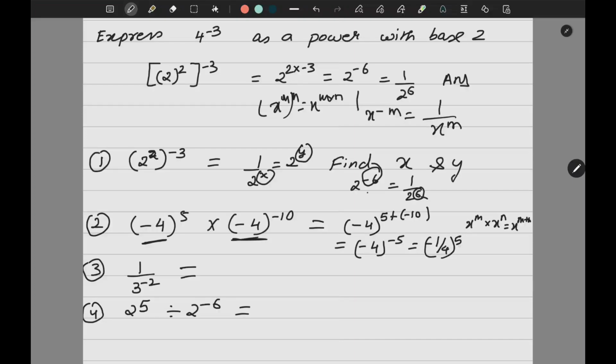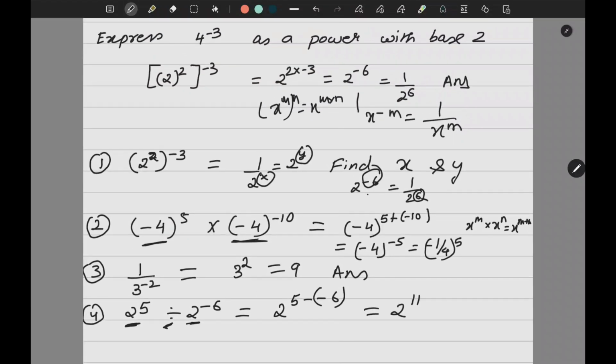If the power is even, then you can ignore this minus sign, because minus 1 raised to the even power is plus 1. If it is odd, you can write the minus outside also, you can put it inside also for odd values. Okay. Now 1 upon 3 to the power minus 2. So this will become 3 to the power 2, which is 9. So that is my answer. Correct. Now again see the base is same and it is division. So it will become 2 to the power 5 minus of minus 6. So 2 to the power 11 is the answer. Okay, if the power is small, you can solve it. Otherwise, you can always leave like this.